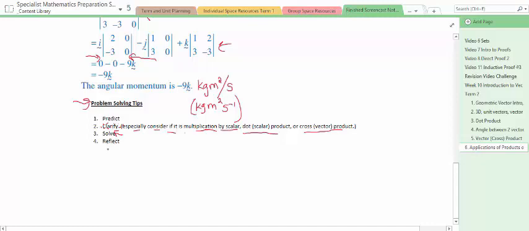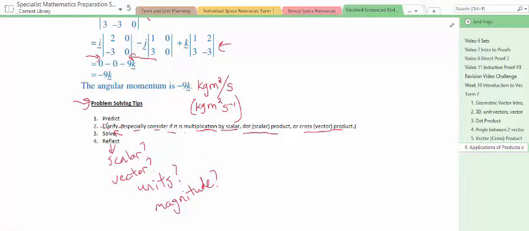And reflect. Is my answer reasonable? Does it make sense? What sort of quantity am I expecting, and what sort of quantity have I got? Should it be a scalar? Have I got a scalar? Should it be a vector quantity? Have I got a vector quantity? Have I got the appropriate units on there? Does the size or the magnitude of my answer seem appropriate? So now you can do some problem solving with vectors and their multiples and their products.